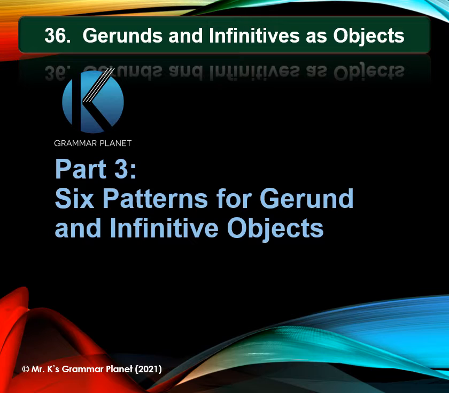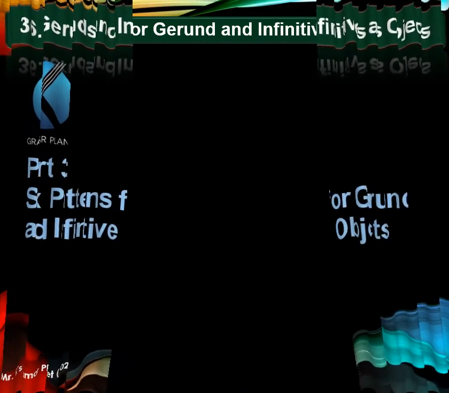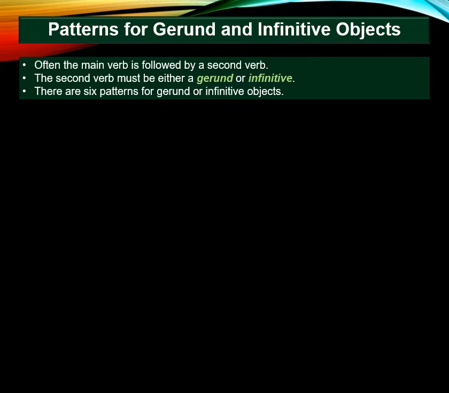Now let's go over the main points of part 3. This is the most important part of today's lesson, the 6 patterns for gerund and infinitive objects. Verbs can be divided into these 6 groups. Often the main verb is followed by a second verb. The second verb must be either a gerund or an infinitive. And there are 6 patterns for gerund or infinitive objects.